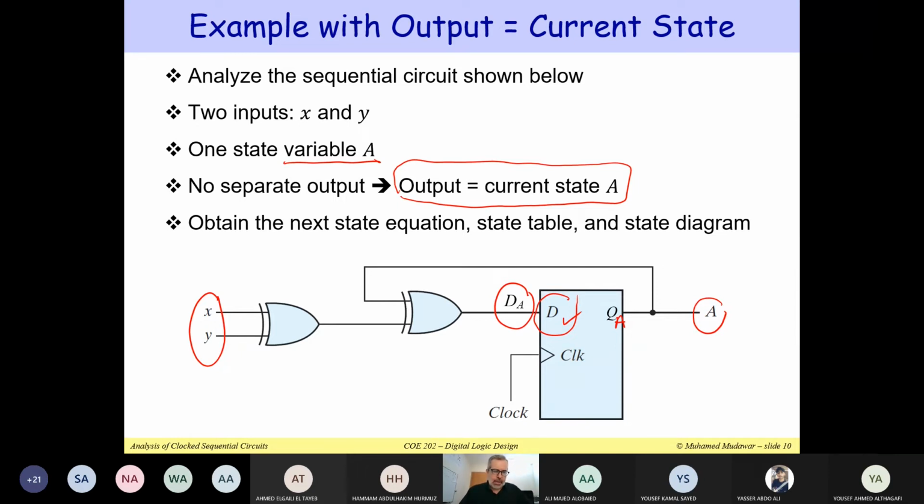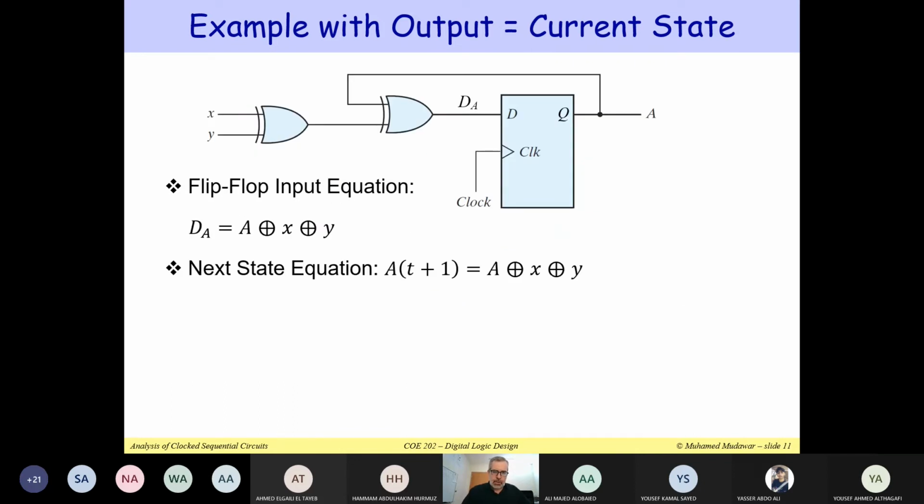Now, what we need to do is obtain the next state equation. We need to obtain the state table and the state diagram. In order to do this analysis, I have to obtain the next state equation, which is very easy. Obtain the equation here for DA at the input of the flip-flop. Once we have this equation, we can fill the state table and draw the state diagram, and this should be very easy. Notice that we only have one flip-flop. This will give me only one state variable. So the equation is very simple. We have here two XOR gates.